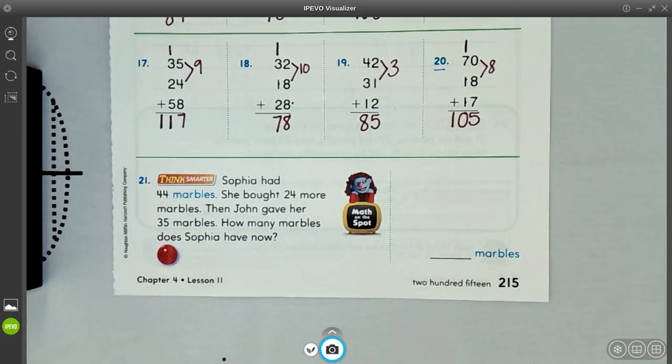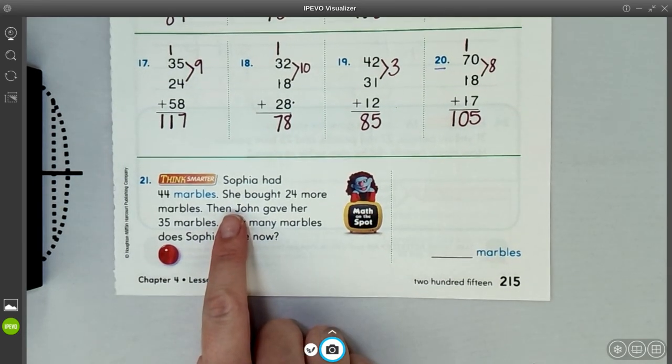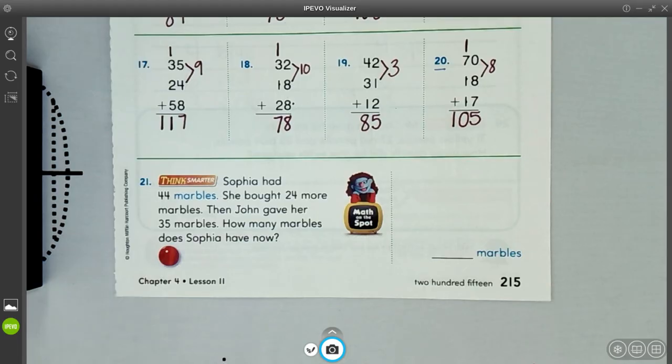All right. Number 21 is our Math on the Spot with Jeannie. Our problem has different numbers, but we'll come back and we'll watch their strategy. Then we'll come back and finish our problem.